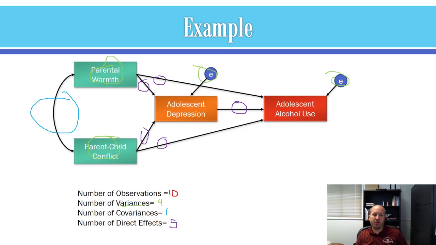And then we determine our degrees of freedom. We add up our total parameters. So 4 plus 1 plus 5 gives us 10. So in this model we have a total of 10 parameters. And if we take 10 minus 10, we get a big fat 0. So in this model, we are just identified with no degrees of freedom.